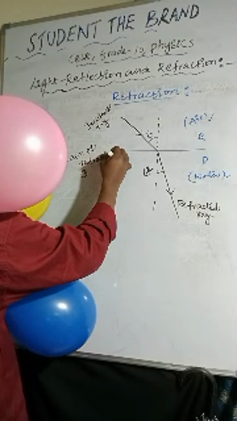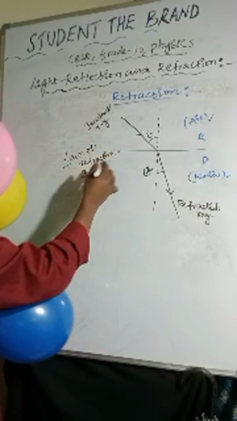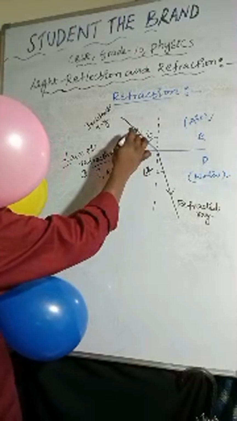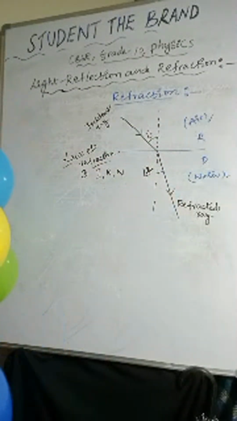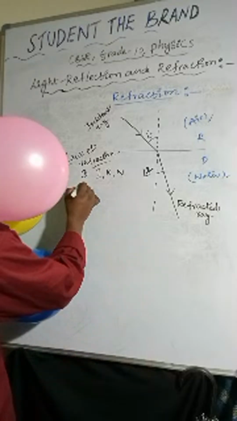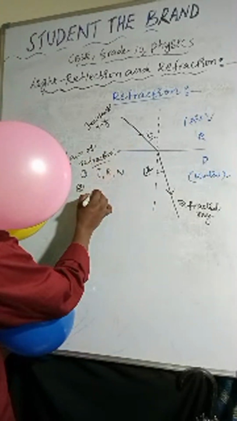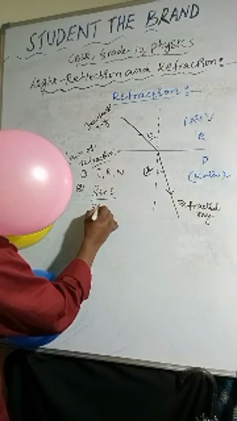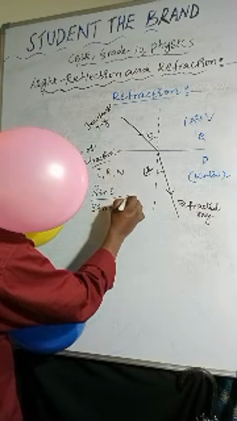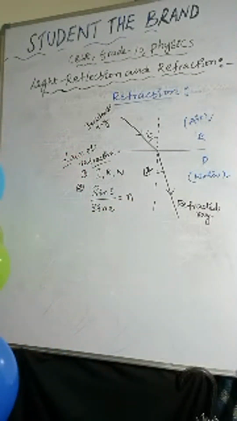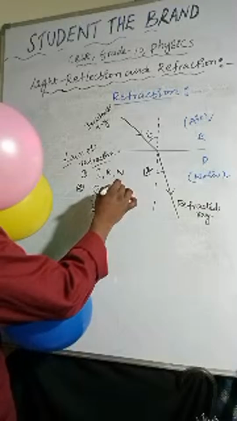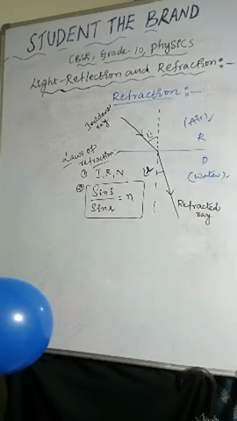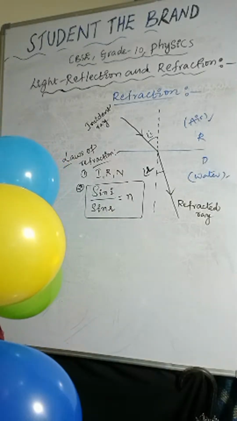Laws of refraction. Here you can observe: the incident ray, refracted ray, and normal line lie on the same plane. Second, the ratio of sine of angle of incidence to sine of angle of refraction is equal to a constant, which we denote with the letter n.